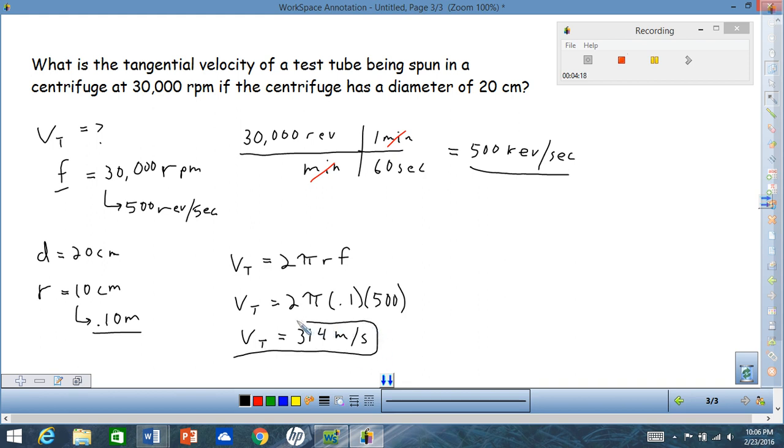So 314 meters per second. That thing is whirling along at quite a good rate inside the little centrifuge. But that's what you've got to do to get some of these chemicals separated sometimes: spin around really quickly. All right, so that's how you can calculate a tangential velocity from a frequency.